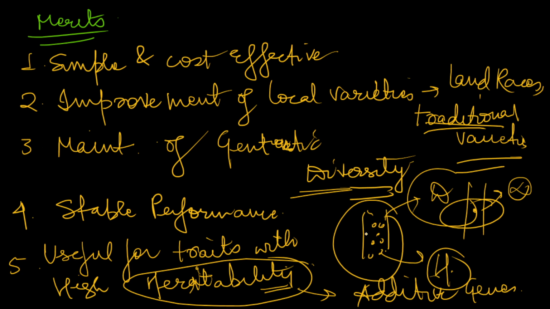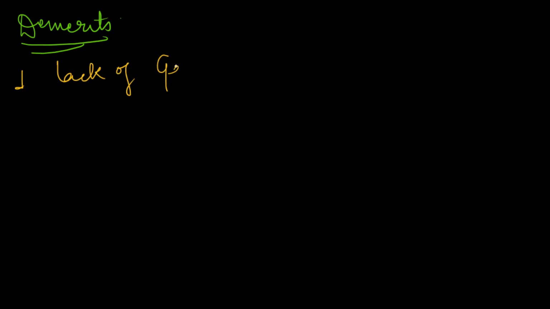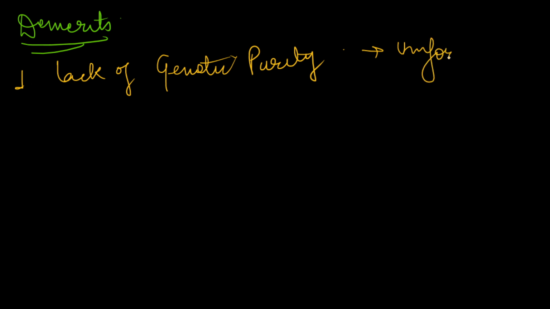So these are some of the merits, but there are certain demerits also, which we will discuss. First of all, lack of genetic purity, because they are bulked from many plants, so uniformity is low. Because they are bulked from hundreds of good plants, in some plants you will see good disease resistance, some plants will be good in yield. So uniformity is lacking.